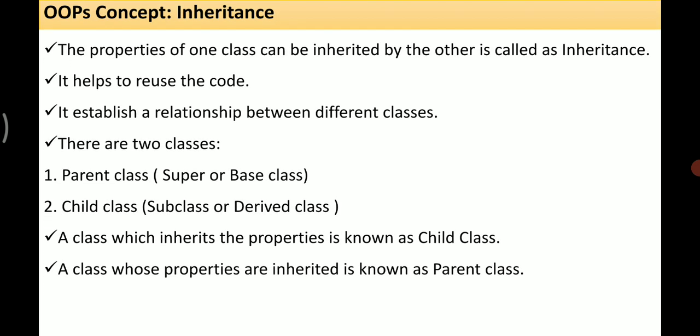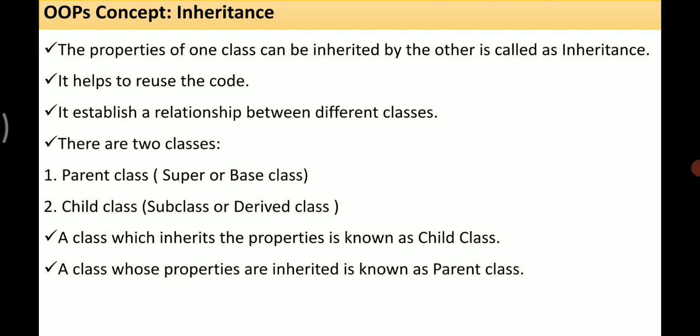Next we'll see the OOPS concept, inheritance. In object oriented programming, computer programs are designed in such a way that everything is an object, and one object interacts with another object. Inheritance is one such concept where the properties of one class can be inherited by another class.